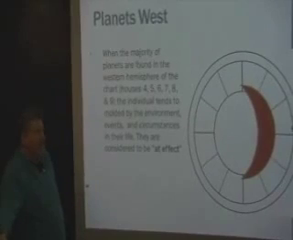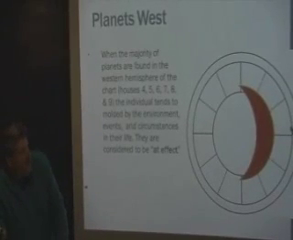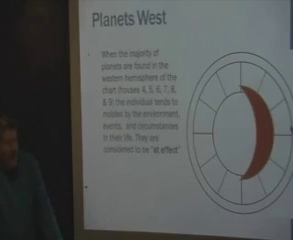So what we say about when the predominance of planets is in the western hemisphere of a chart, we say that this individual tends to be molded by their environment or by circumstances of life. Have you ever felt like you just showed up and things happened to you? Yeah. Well, chances are you may have a predominance of planets in the west.